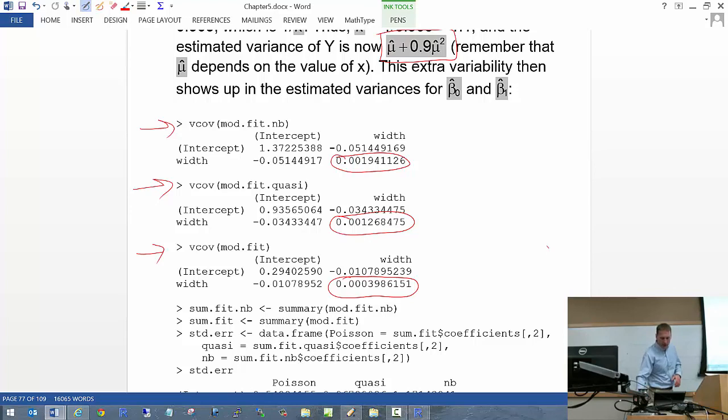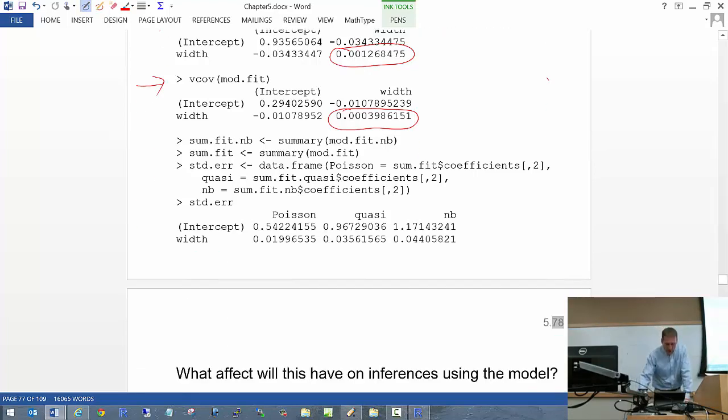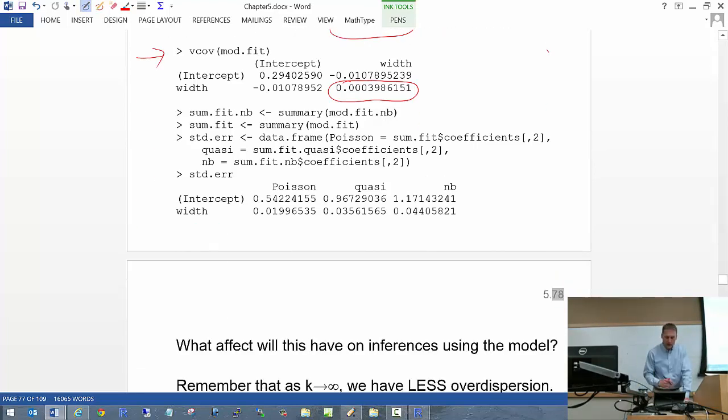And we can compare in terms of standard errors as well. So I do some just organizing stuff. You can look at the details of the code on your own. So we just saw in the output the standard error from the negative binomial to be 0.044. Notice that's a little bit larger than what the quasi gave us, and definitely larger than what the just regular Poisson regression model gave us.